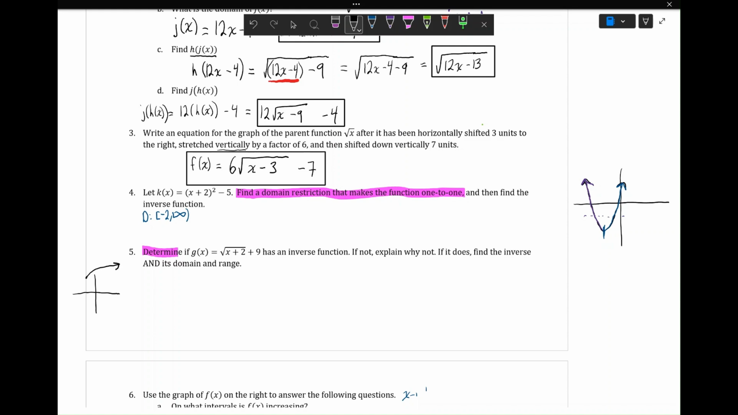It has this arrow that grows slowly. Notice it's one to one in that it passes the horizontal line test. Any horizontal line that goes through it can only go through it once. So we can find an inverse. Let's go ahead and find it. I'm going to use my reverse operations reverse order method just because I like it.